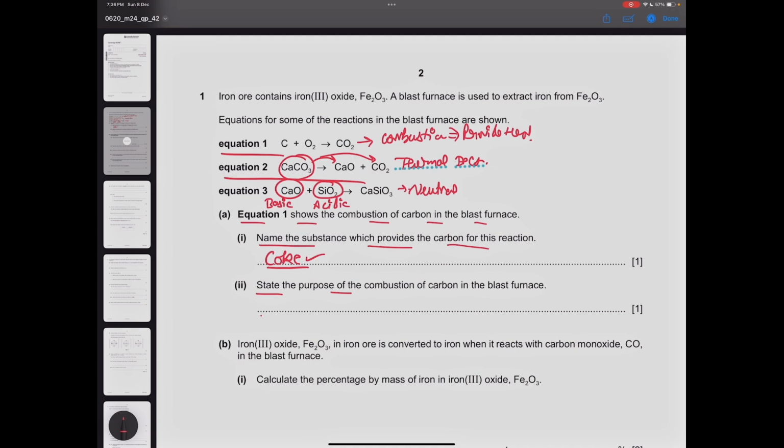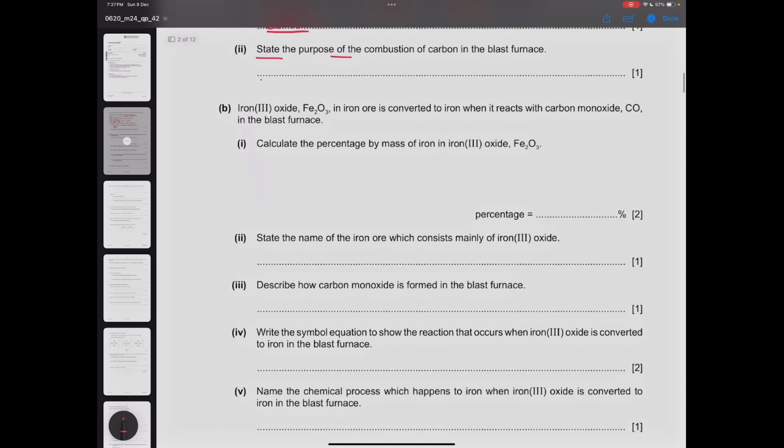All right. Now, iron 3 oxide Fe2O3 is converted. All right. What are they asking? Calculate the percentage by mass of iron in Fe2O3. So they're asking you the percentage composition of Fe, percentage of Fe in Fe2O3.